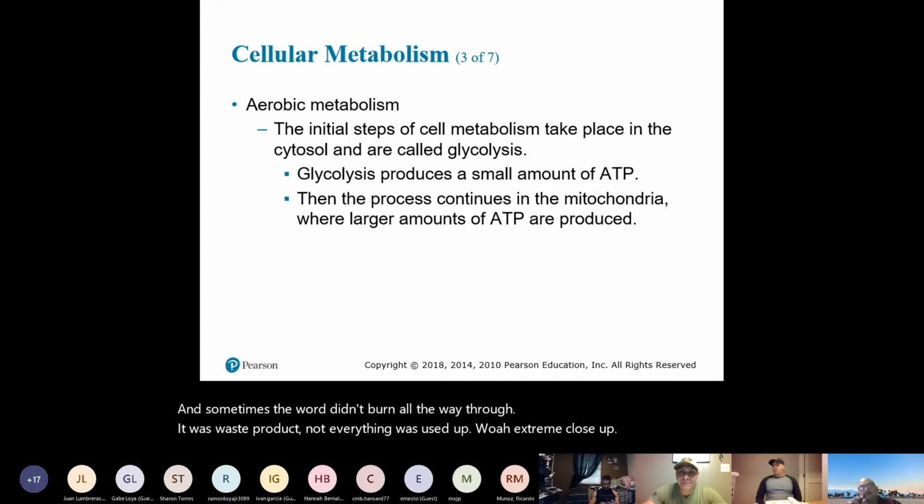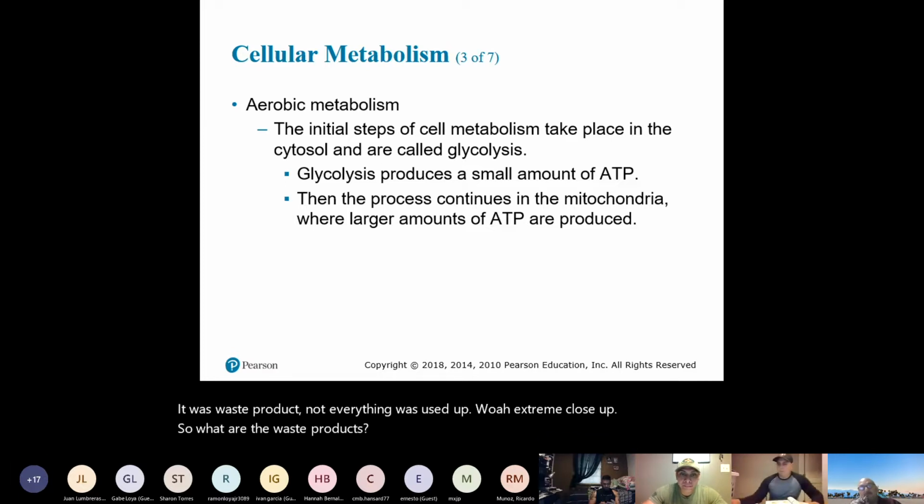So what are the waste products that result from metabolism? In this case, aerobic metabolism. What was that?